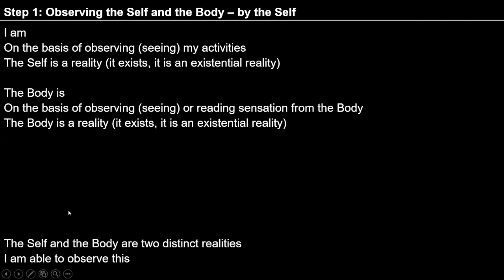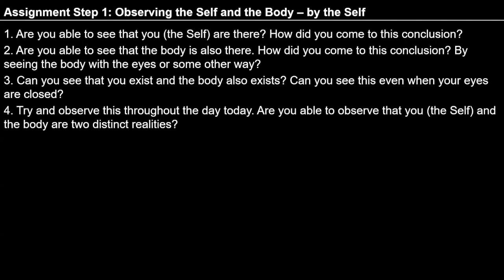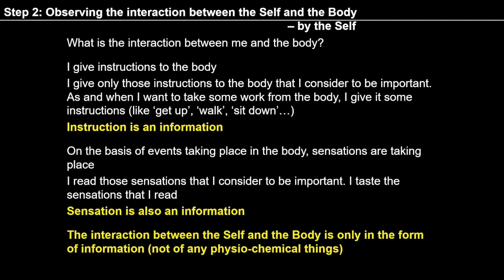Once I am aware that both are distinct realities, then in step 2, we are trying to observe the interaction between the two. In this step, we are trying to see that the interaction between the two realities, self and the body, is taking place in the form of information. No physiochemical thing is being exchanged between the two during interaction. This is what we are trying to observe in step 2.